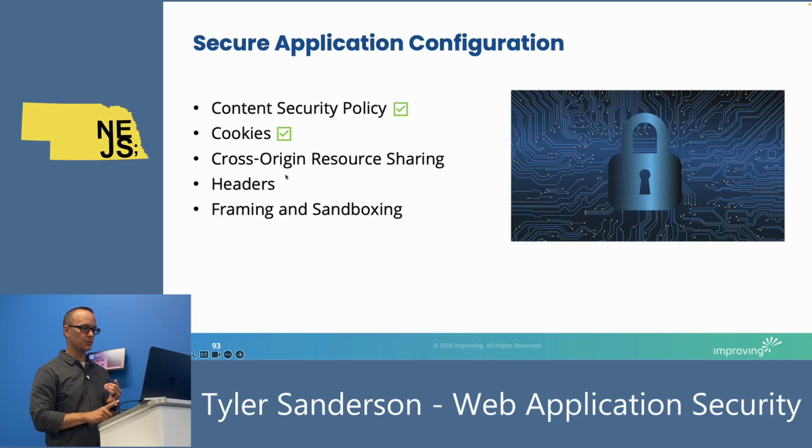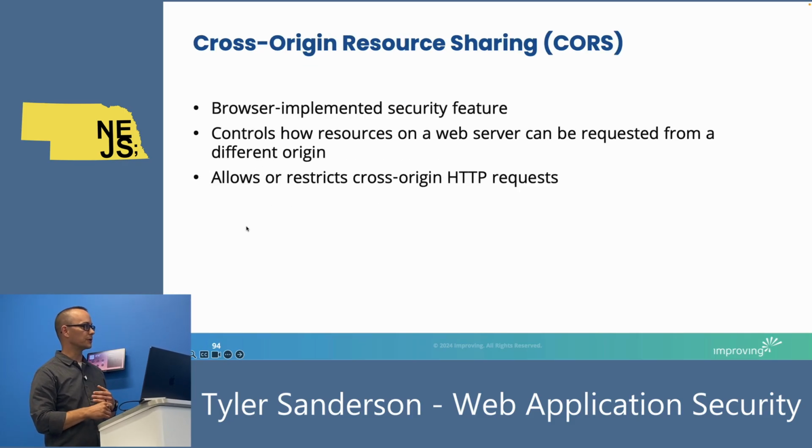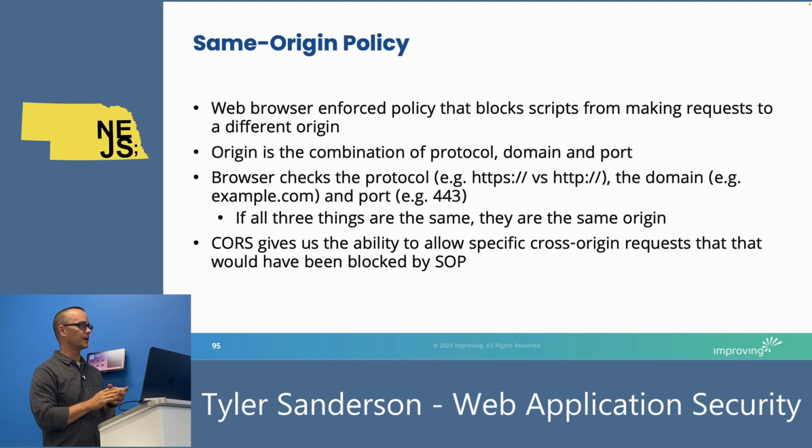So cross-origin resource sharing is a browser-implemented security feature to relax the same origin policy. The same origin policy is enforced by our browsers, and this prevents, say you have your bank and Facebook open, you're authenticated in both of them, and you have access to data in both. The same origin policy is what prevents Facebook from viewing your banking data and your bank from viewing your Facebook data. It creates a separation there.